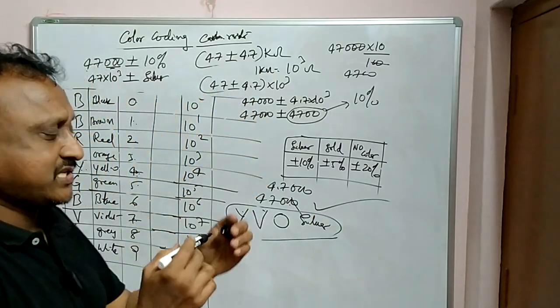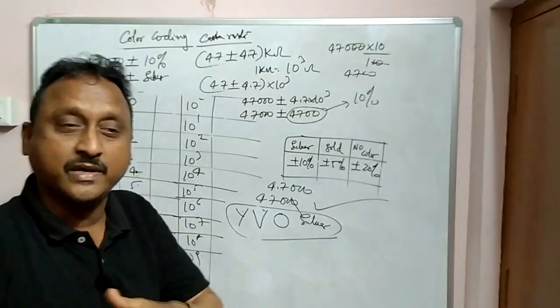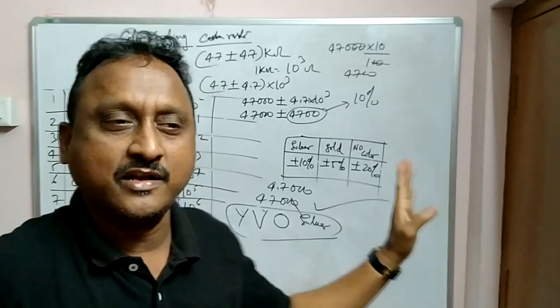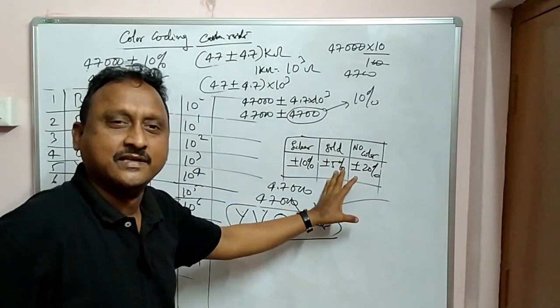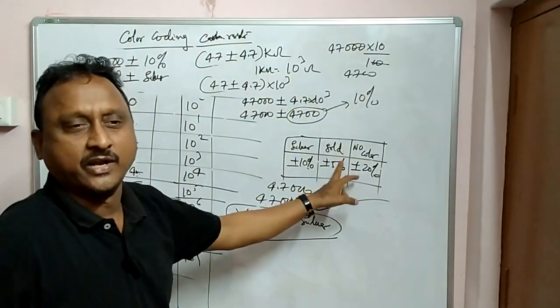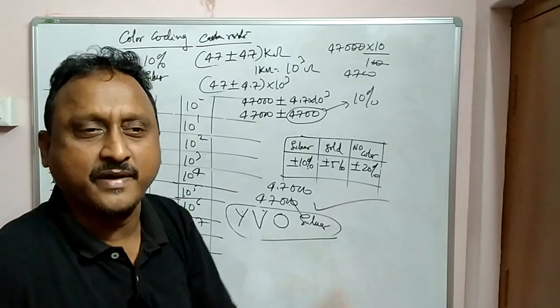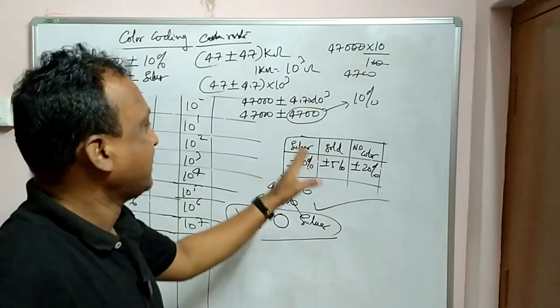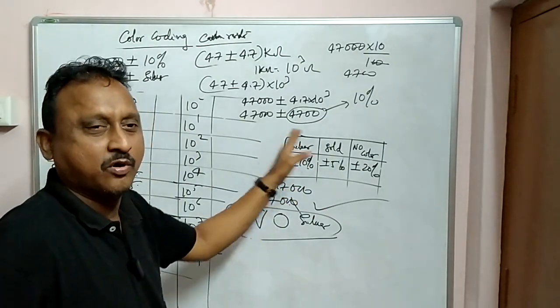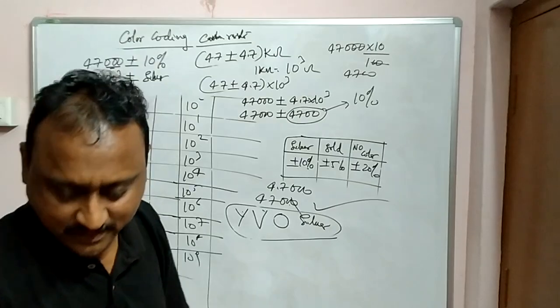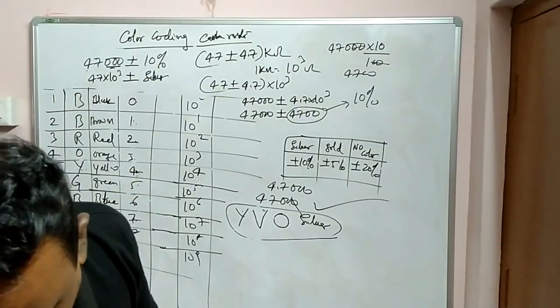So in the examination you have to remember in your brain the B.B. Roy story and also these 3 tolerances: silver, gold and no color. No color means tolerance plus or minus 20%. Silver plus or minus 10%. Gold plus or minus 5%. So like this you have to solve the numericals.